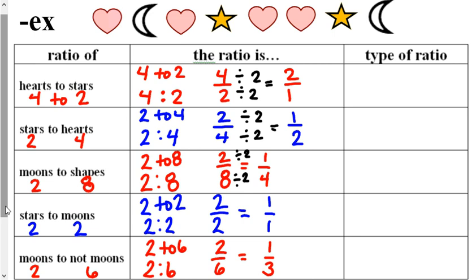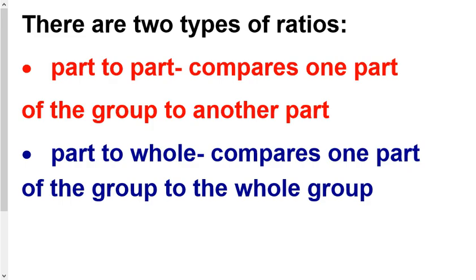Now, we also need to not only be able to find the ratios, but we need to be able to classify a ratio as to what kind it is. So there are 2 kinds of ratios. There are part-to-part ratios, which compare one part of the group to another part of the group. And then there are part-to-whole ratios. And a part-to-whole ratio compares one part of the group to the whole group. So when you're looking at what you're writing a ratio of, to decide whether it's a part-to-part or a part-to-whole, just look at the 2 things that you are writing a ratio about and decide, is that thing a part of the group or is that thing the whole group?